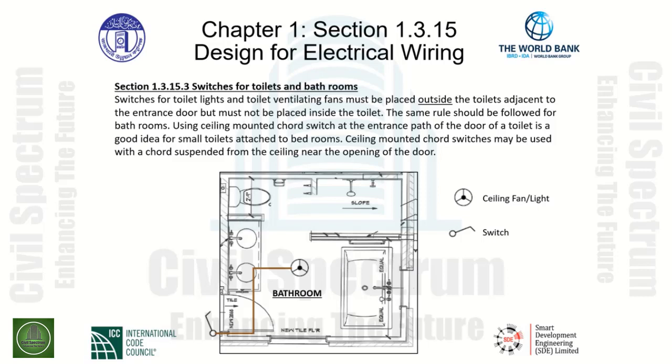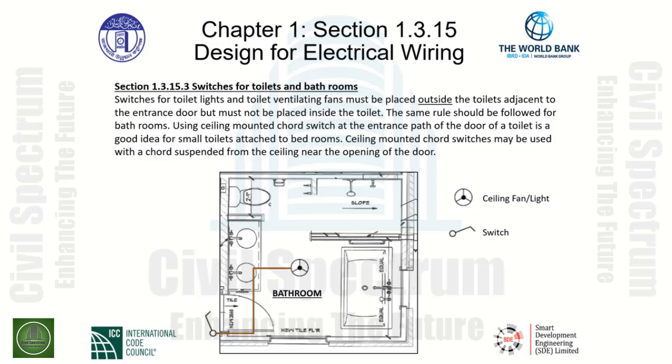Section 1.3.15.3 provides requirements for switches for toilets and bathrooms. Switches for toilet lights and toilet ventilating fans must be placed outside the toilets adjacent to the entrance door, but must not be placed inside the toilet. The same rule should be followed for bathrooms.